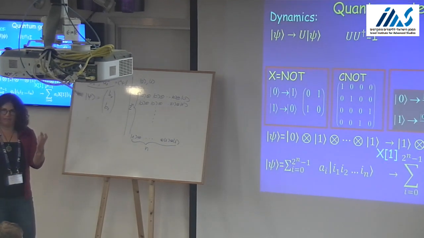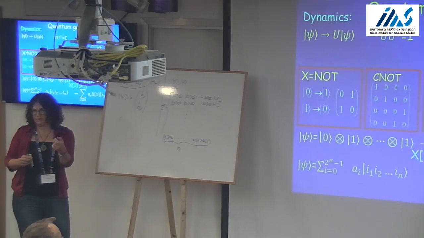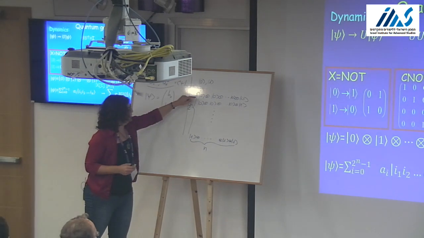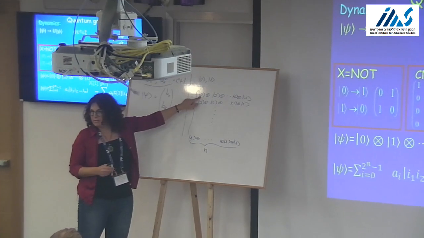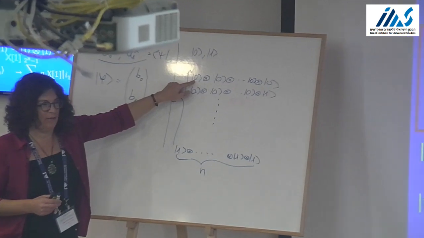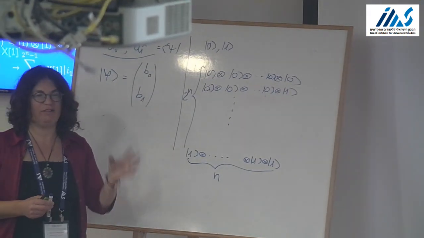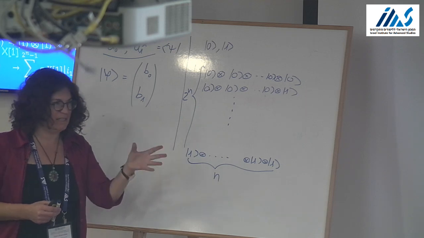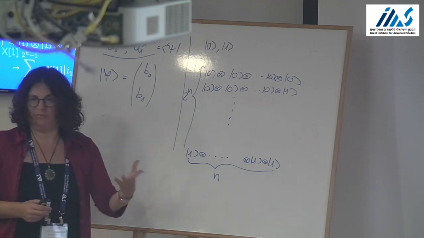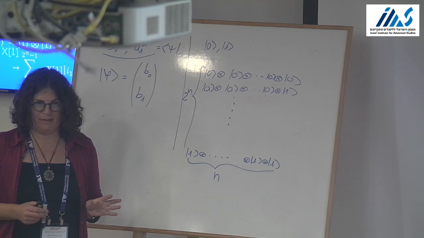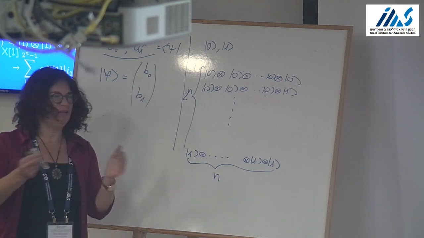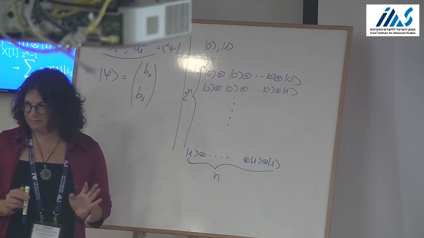I can act locally on a single qubit. Say I act locally on this qubit and I flip it. What it does, if I'm in a superposition of 2 to the n strings, is that it affects all the strings, all the basis states, meaning all the dimensions simultaneously. So it has a highly non-local effect in the Hilbert space.